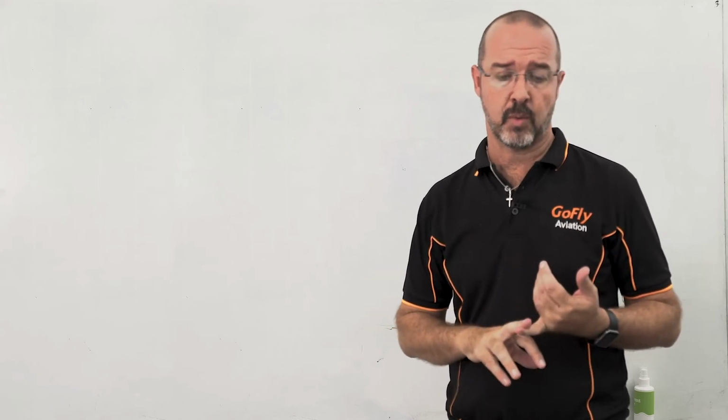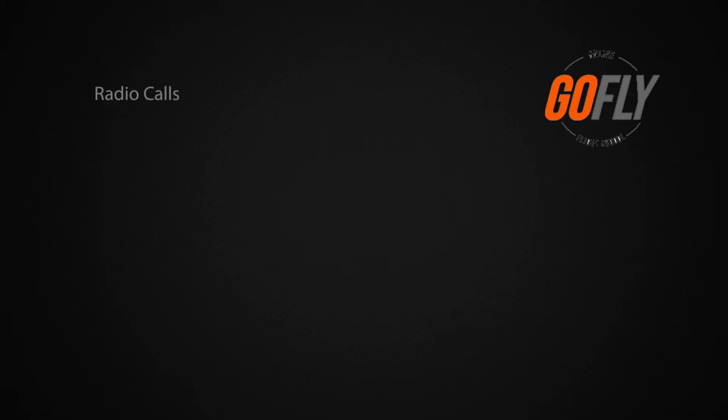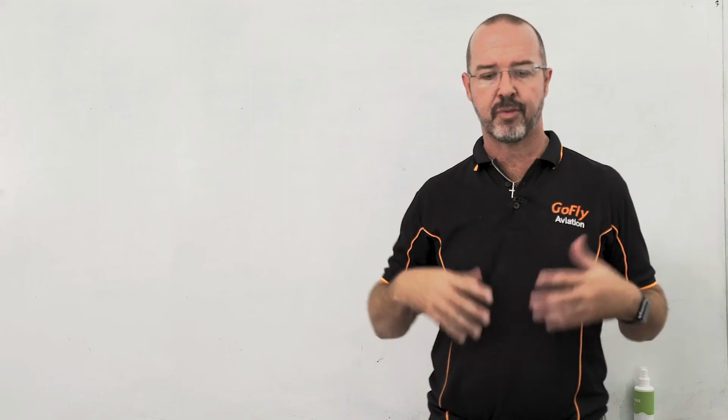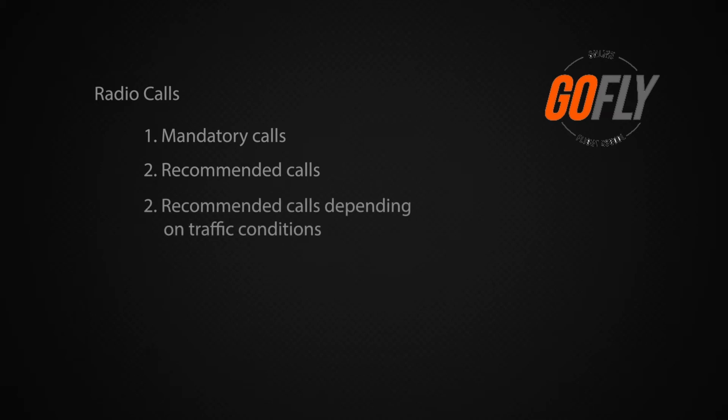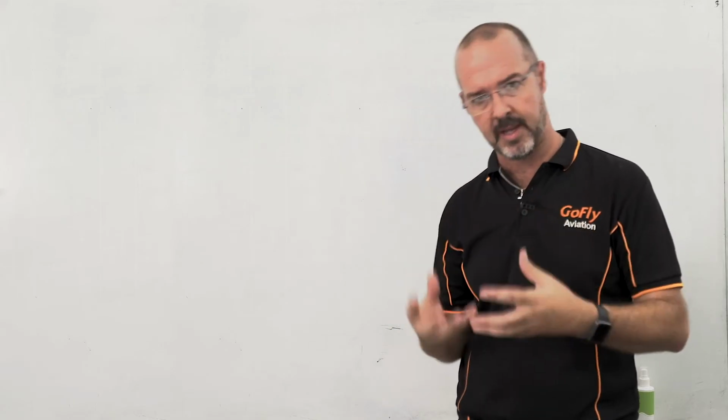In relation to talking on the radio, we need to talk slowly, clearly, not too loud, but not too soft, and use the correct phraseology. We have three basic types of radio calls. The first one is a mandatory call. The other types of radio calls are recommended calls in all circumstances, and the other one is recommended calls depending on traffic conditions. Now, these are the three main types of radio calls, both in non-controlled airspace and in our non-controlled aerodrome or CTAF.